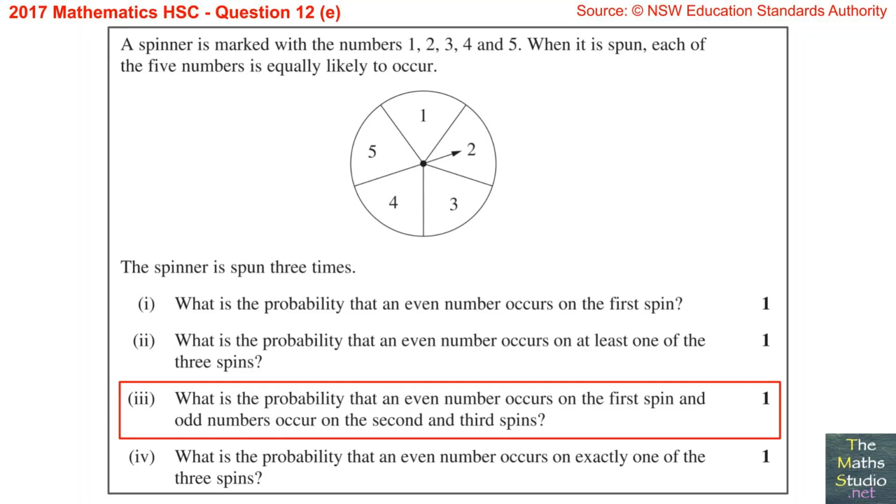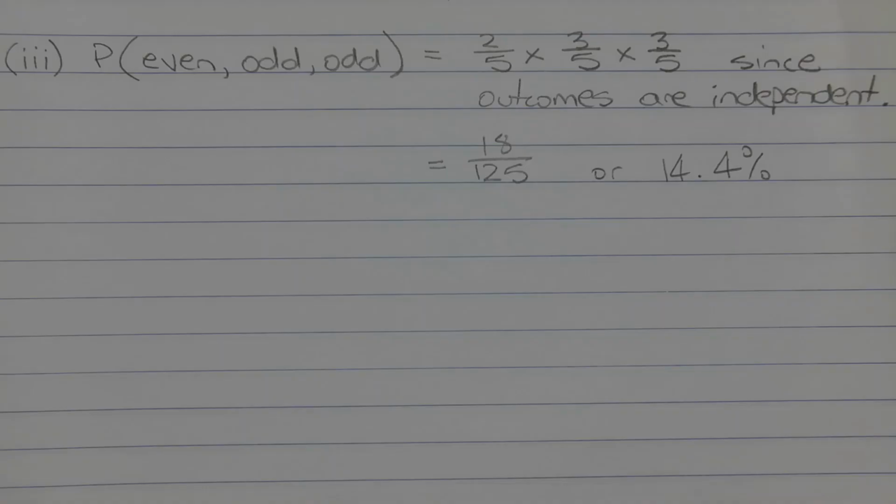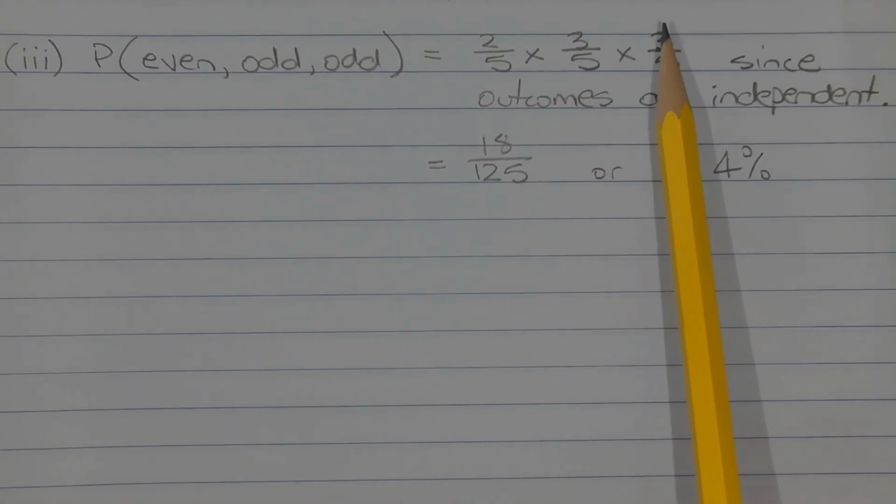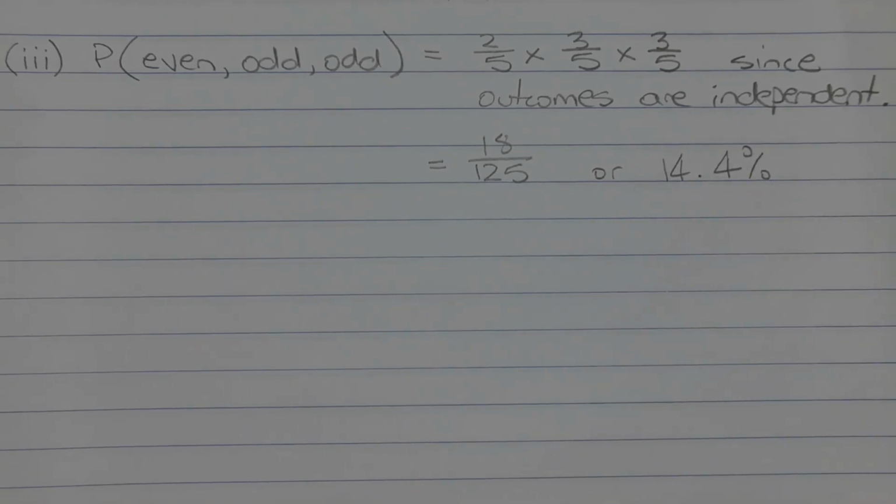Part 3. What is the probability that an even number occurs on the first spin and odd numbers occur on the second and third spins? The probability of spinning an even number, then an odd number and an odd number in that order is equal to 2 over 5 times 3 over 5 times 3 over 5, since the outcomes are independent. In other words, the second outcome does not depend on the first outcome and the third outcome does not depend on the second outcome. So multiplying these 3 probabilities together, we get 18 over 125 or 14.4%.